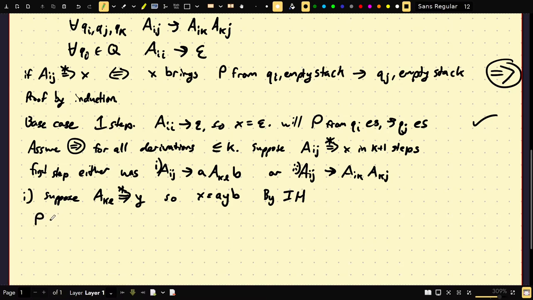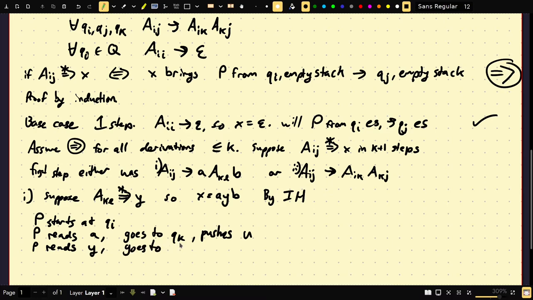We know that P starts at q_i. Then P reads A and goes to q_k, and then it pushes some U. We don't know what it is, but it pushes something. Then we know that P reads a Y, goes to q_l, and doesn't push or pop anything. And then P reads B, goes to some q_j, and then it pops U.